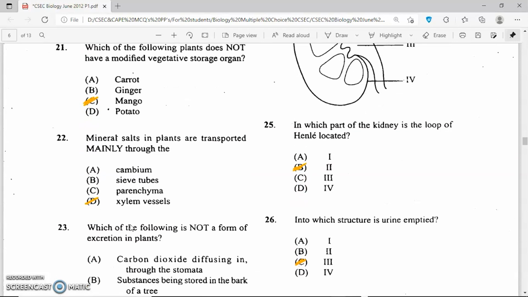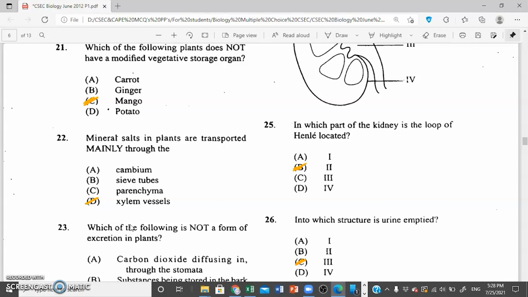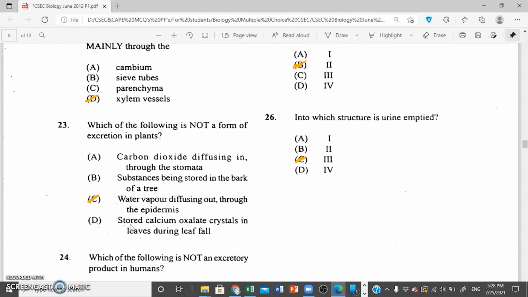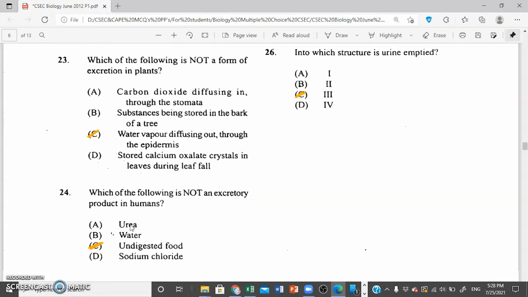Number 22. Mineral salts in plants are transported mainly through xylem vessels, and the answer is D. Number 23. Which of the following is not a form of excretion in plants? Water vapor diffusing through the epidermis, that's transpiration, that's not excretion. So the answer here is C.